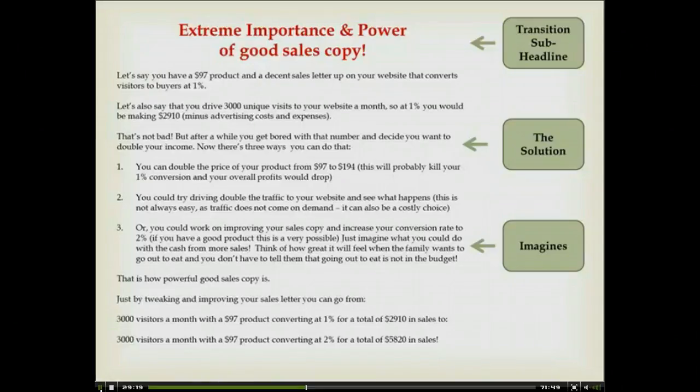So you start getting them to imagine, and then you show them the results that they can start getting if they just get a hold of your product.